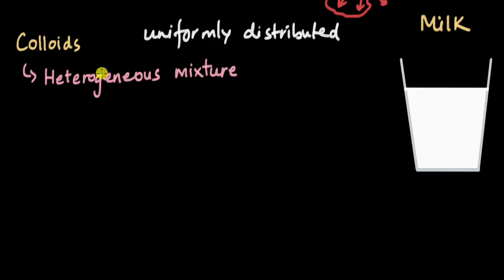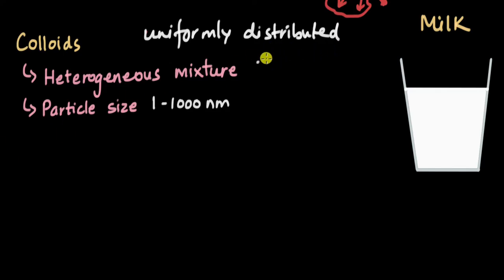So if you think about the size of the particle in a colloid, that is between the size of the particle in a solution and a suspension. This is 1 to 1000 nanometers. It was much smaller in a solution and it was greater than 1000 nanometers for a suspension. The particle size is in between. So what that means is, we say that a mixture is homogeneous when the solute is uniformly distributed.